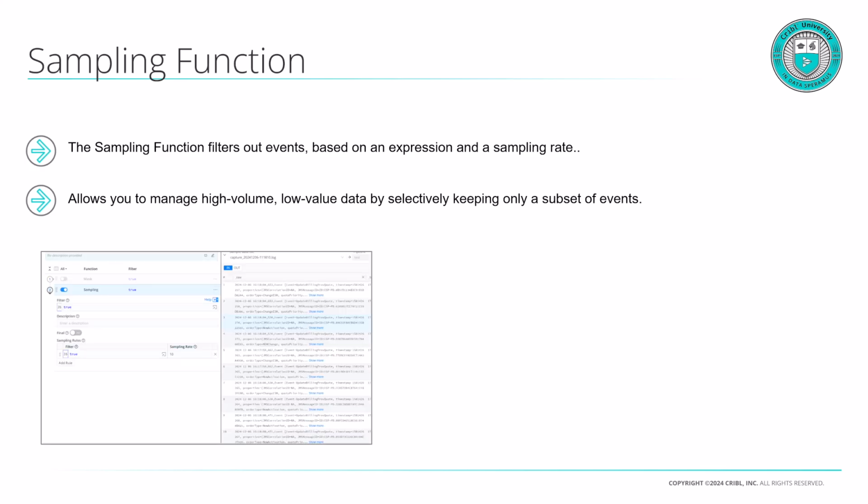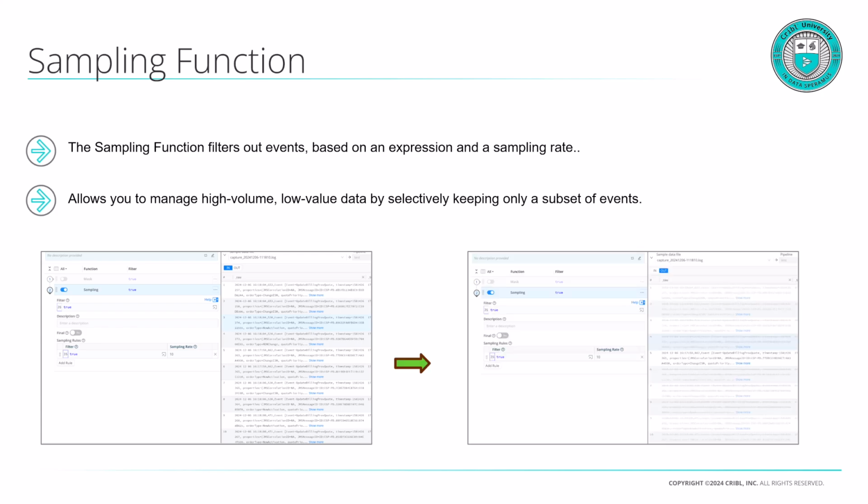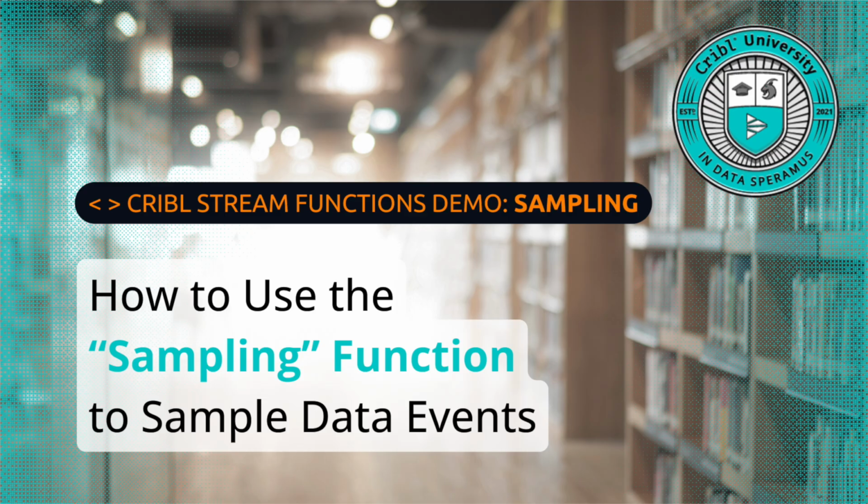So as you can see on the screen here, on the right, I think I had about 100 events. And what I did is I set it up so I said basically 1 out of 10. And it kind of filters out the rest. It's pretty easy to do. So let's jump into a quick demo and I'll show you how you can do this.